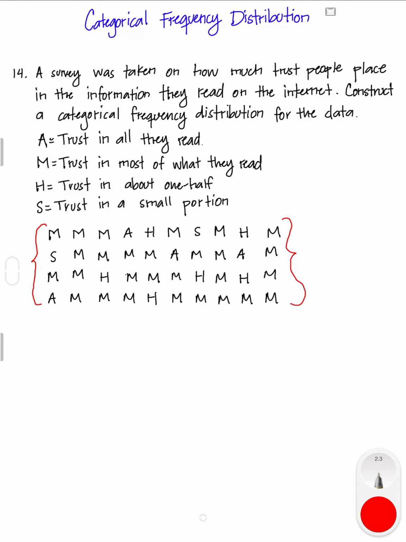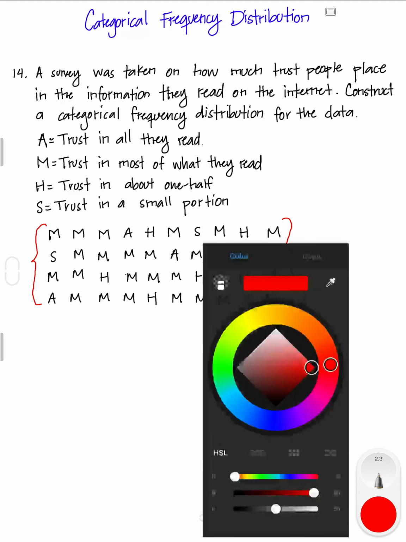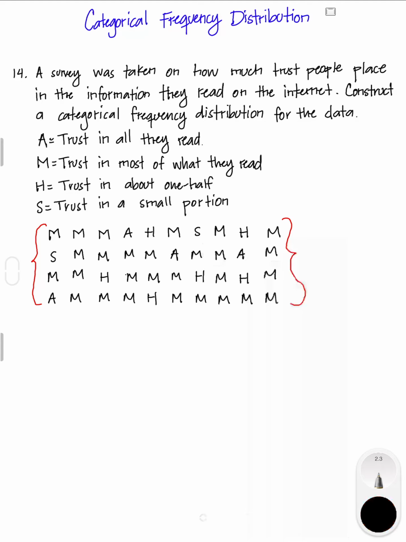I can see there's a lot of M's, right? So we can guess that there's a lot of people who trust in most of what they read on the internet, right? So let's go ahead and start our table. Now, when it comes to the table, basically the first column that we want is for the classes, or the categories, right? So I'm going to go ahead and draw this table right here.